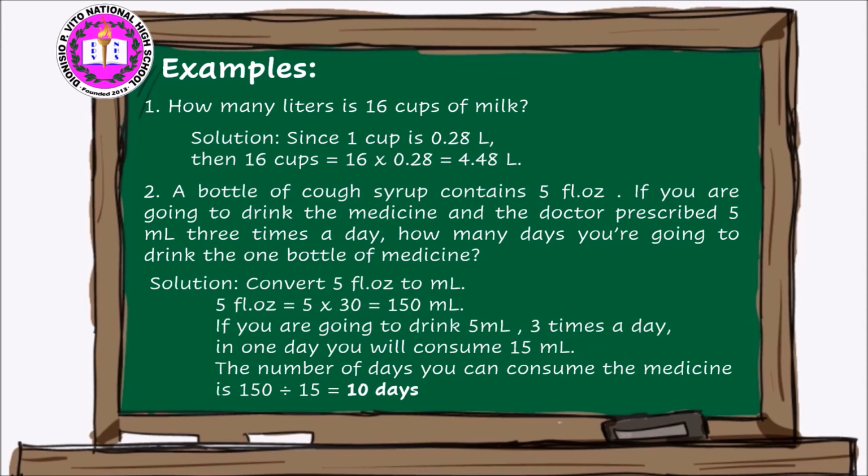So we're going to convert 5 fluid ounces to ml, or milliliter. Therefore, 5 fluid ounces is equal to 5 times 30, which is equal to 150 ml. If you're going to drink 5 ml 3 times a day, in 1 day you will consume 15 ml. So the number of days you can consume the medicine is 150 divided by 15, which is equal to 10 days.